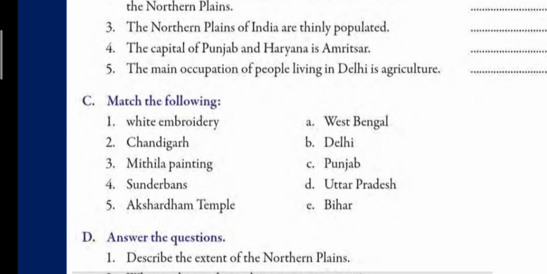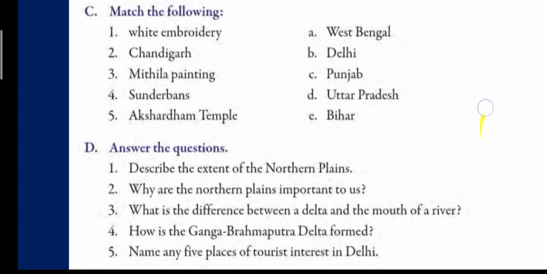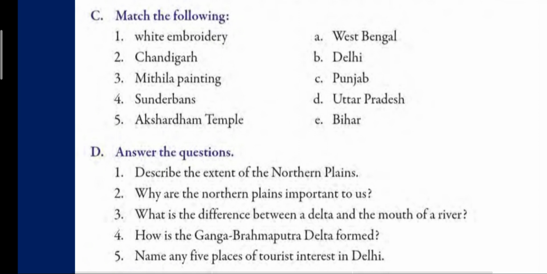So this is the answer of match the following. Now we will move on to the last question, which is answer the following questions. Number 1, describe the extent of northern plains. So in this question you will write from which point till which point northern plains extend. So the answer is the northern plains extend from Punjab in the west to Assam in the east, and they are almost 2400 kilometers in extent.